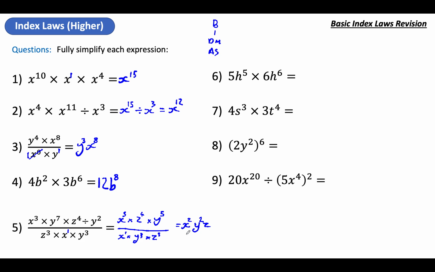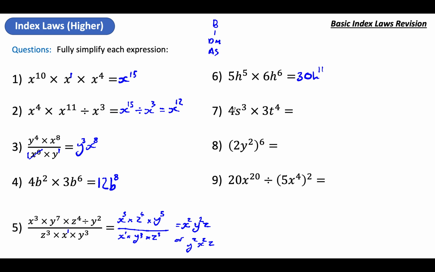Now, you could have written this in any order. You could have also put y squared, x squared, z, or z to the power of 1 wouldn't be incorrect, okay? But ideally, we wouldn't write the 1. So it doesn't matter what order they come in as long as the x is squared and the y is squared. Okay, right, 5 times 6. Remember, ordinary numbers, ordinary maths, so that's 30. h to the power of 5 times h to the power of 6 will be h to the power of 11, because 5 plus 6 is 11.